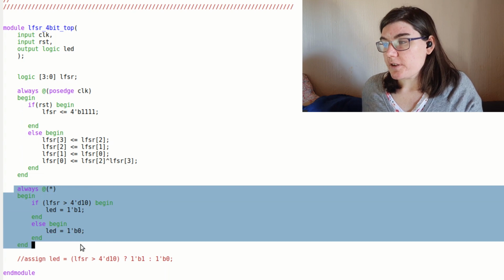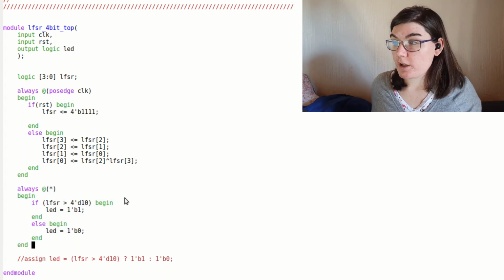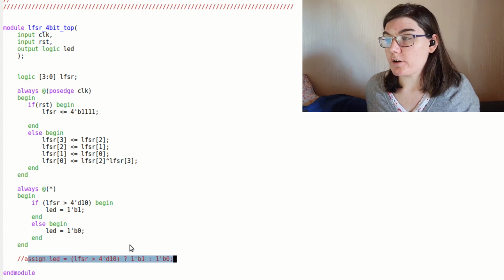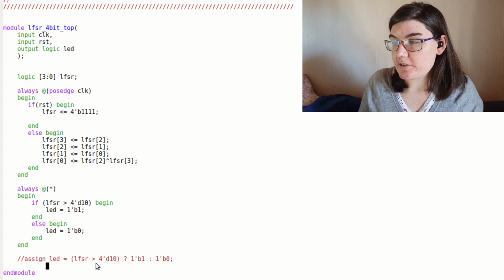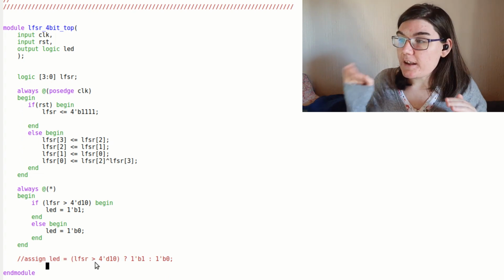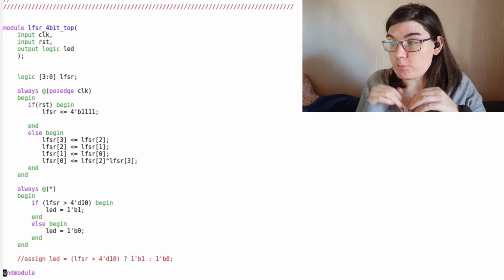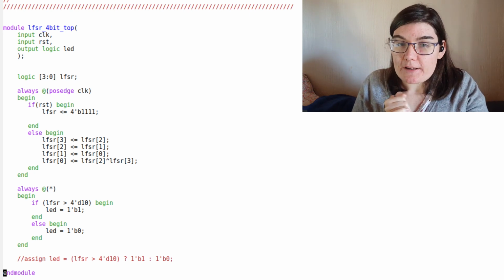The asynchronous one, which is this guy over here, is just more space for combinatorial logic. So it's exactly the same as this assign, right? That code and that code are identical functionally. They'll produce the same circuit. They're both just combinatorial logic. The asynchronous always block, the one with the star, just gives you more space. That's all it does. There are a couple of things to remember about asynchronous always blocks.